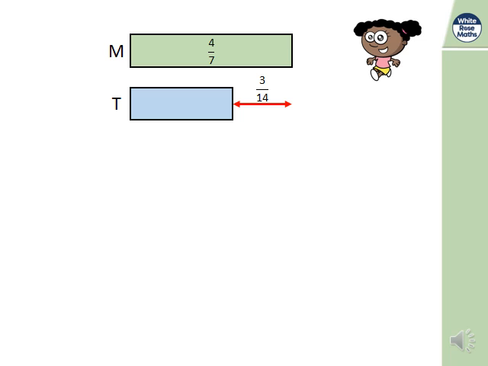Well, we know that she reads on Monday 4/7 and on Tuesday 3/14 less. So we had to do 4/7 take away 3/14 to find out how much she would have read on Tuesday. And we can convert by multiplying by 2, 4/7 changes to 8/14. Now 8/14 take away 3/14 is 5/14. So now we know she reads 5/14 on a Tuesday.